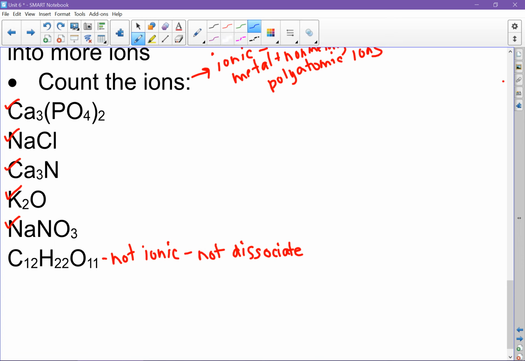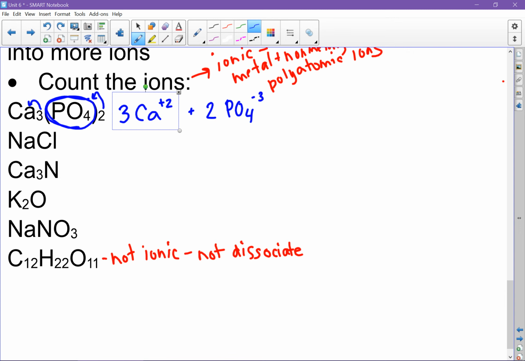Okay. So the ions that I have in the first one, in Ca3(PO4)2, this 3 refers to the Ca's, so I have 3 Ca ions. I also have PO4. That whole thing is one ion with a -3 charge, and because of this 2, I have 2 of them. So if I have 3 of these calcium ions and 2 of these PO4 ions, altogether this thing has 5 ions.